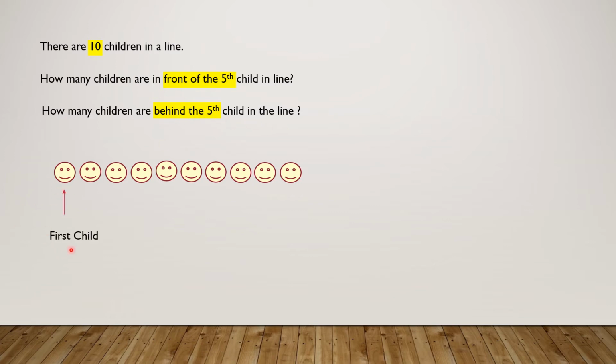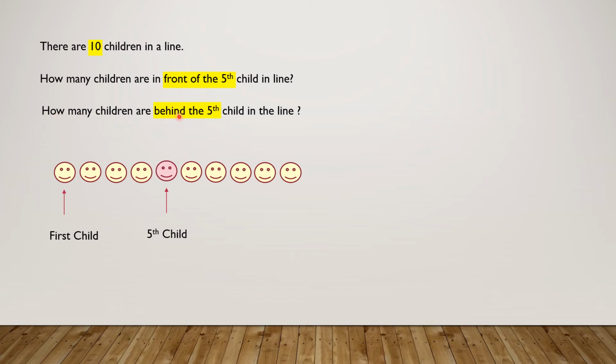So if this is the first child, then which is the fifth child? Yes, this is the fifth child. So how many children are in front of the fifth child? 1, 2, 3, and 4 children are in front of the fifth child.